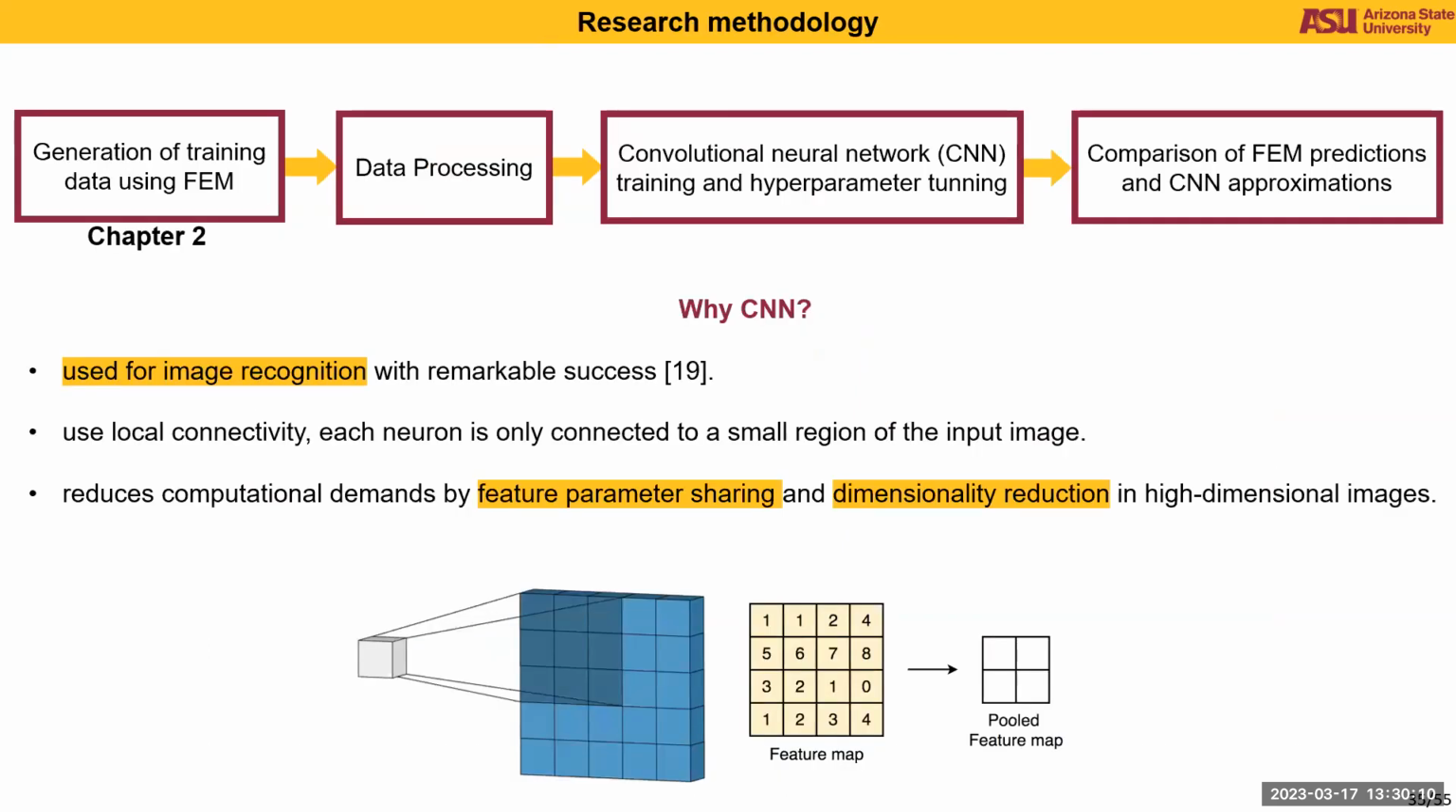For research methodology in this chapter, we first generate the training data using the already made FEM model. As in chapter 4, we process the training data and then we train the convolutional neural networks with it. And in the end, we compare the FEM predictions with CNN approximations.